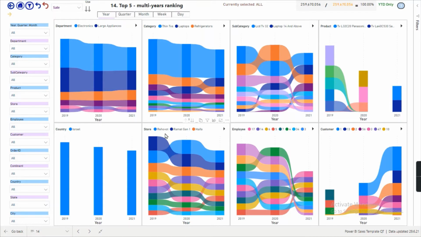One country, nothing to see. Stores, that's very steady. The big is staying big, no surprise. Some are going up, like this one, Rishon LeZion, going up from 10 to 7 to 6. That's nice. From 3.5 million to 4 and nearly 0.5 million in 21. That's nice. Rishon.